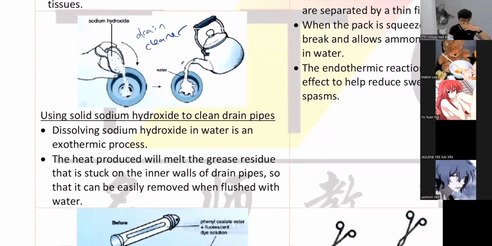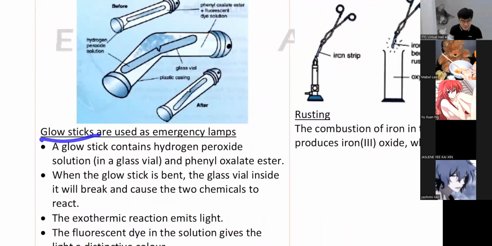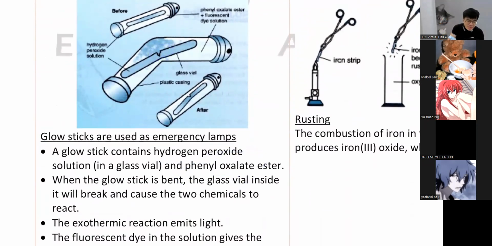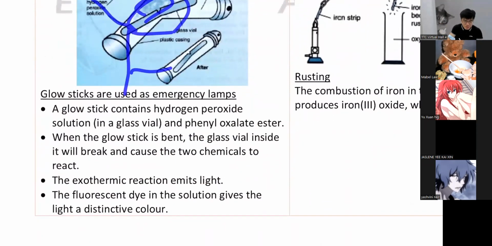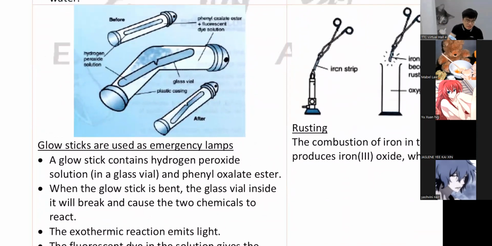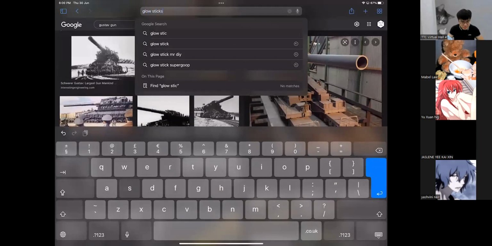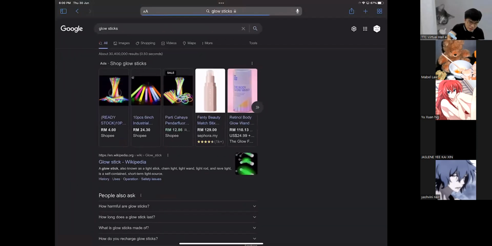All right, exothermic again. The last one would be your glow stick. Inside there is hydrogen peroxide and this thing called phenyl oxalate ester. You say, sir, what is this? Don't care. You just have to know that when you break this thing, it is exothermic, and it will release heat and light, so it works as a sort of emergency lighting source. They use it in diving, right? Glow sticks.